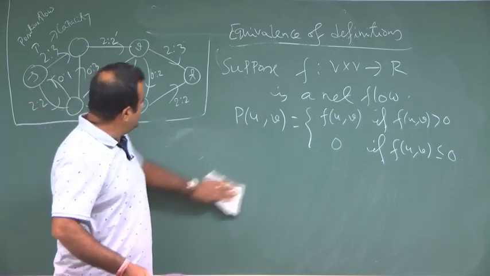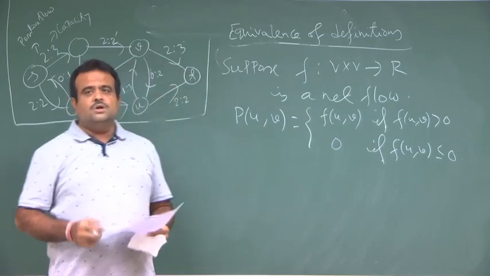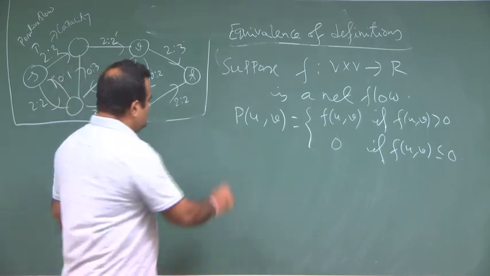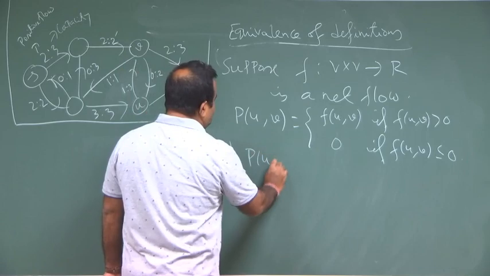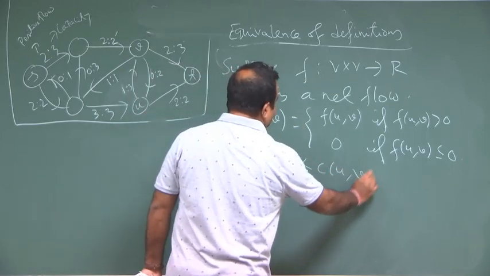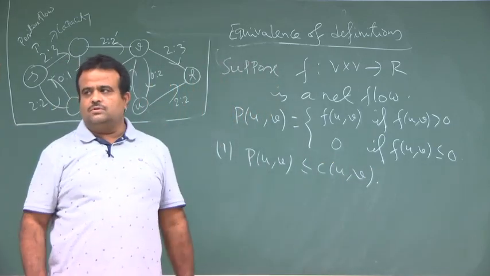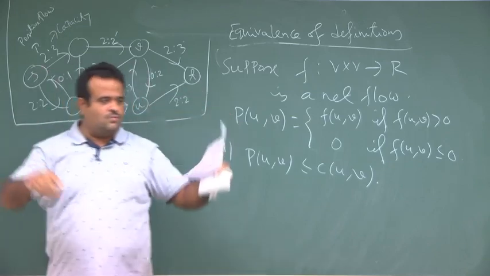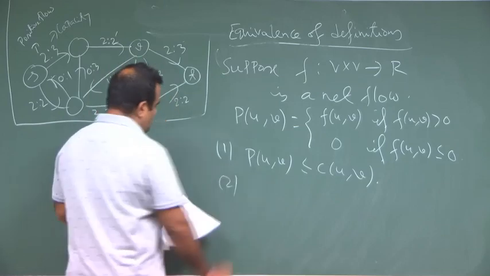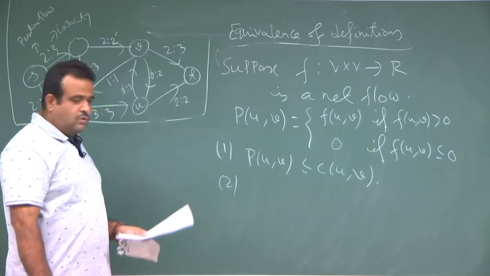Now, the question is how to prove this is a positive flow. For positive flow we have to show the conditions again, like the capacity constraint. This is trivial because p of u v is either 0 or f of u v, and both are less than c of u v, because if there is no edge between two vertices u and v, then the capacity is 0, otherwise it is positive. And the second one is that we need to show flow conservation.